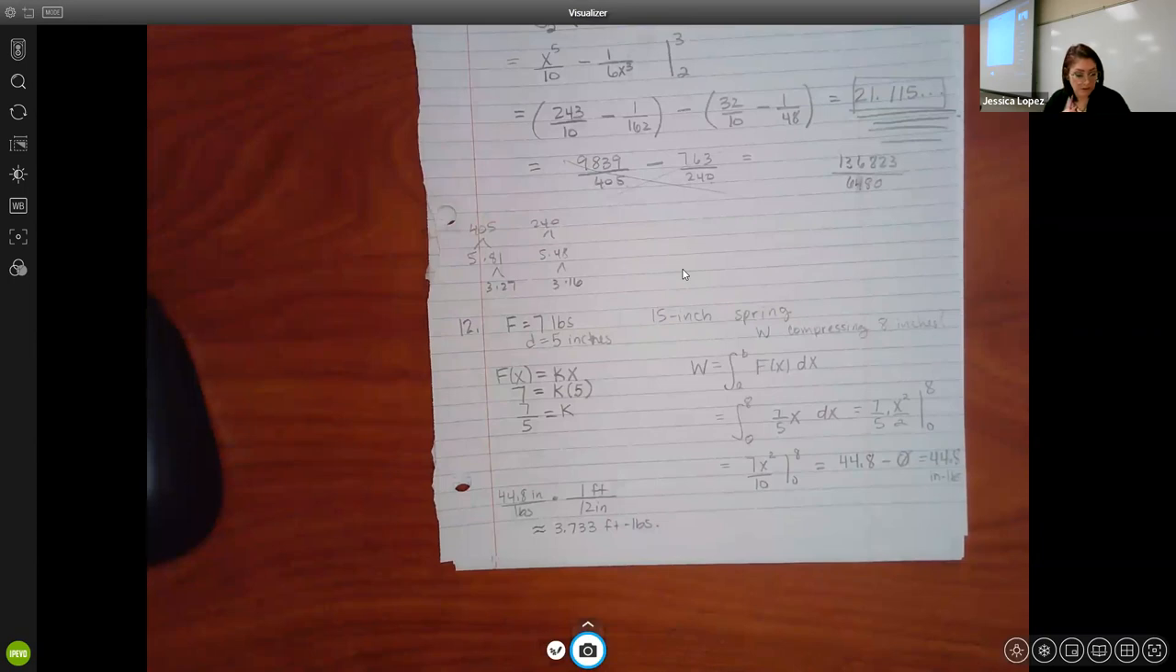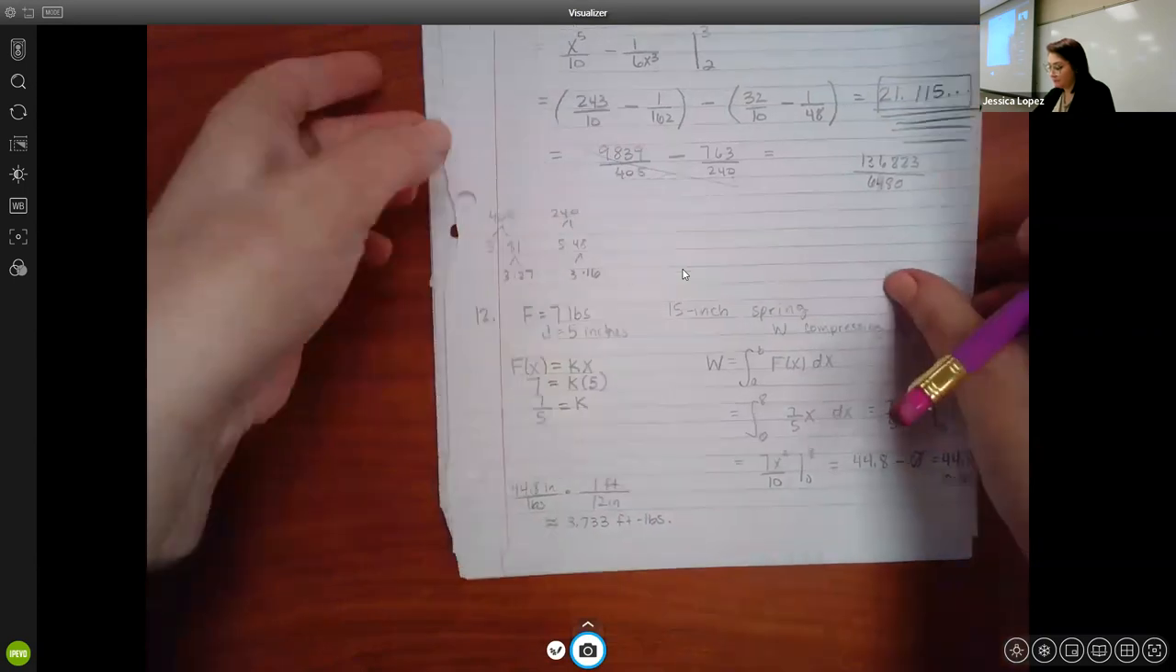Okay, I think we can get through the next problem, because the next two aren't too bad. They look like a lot, but they're not too bad.